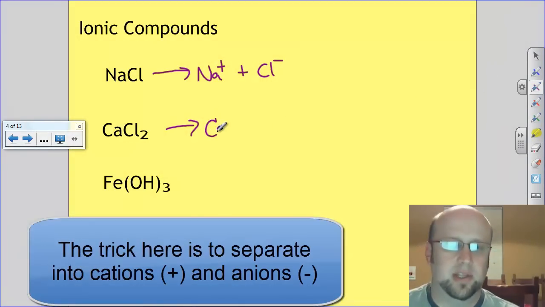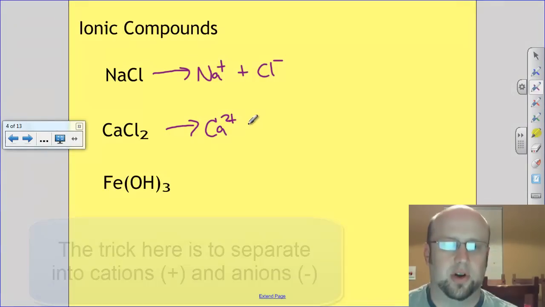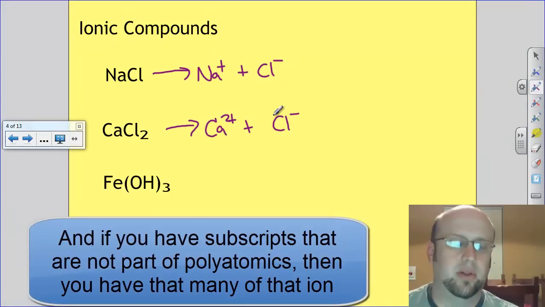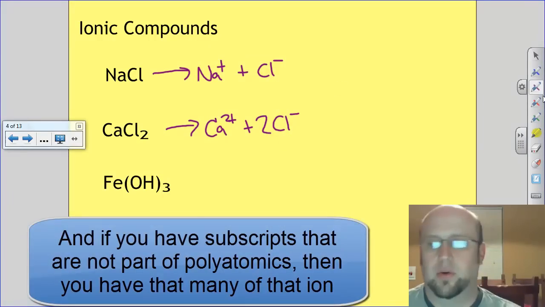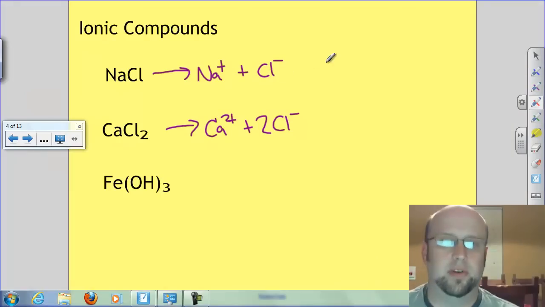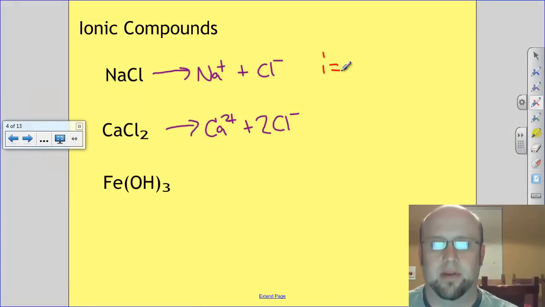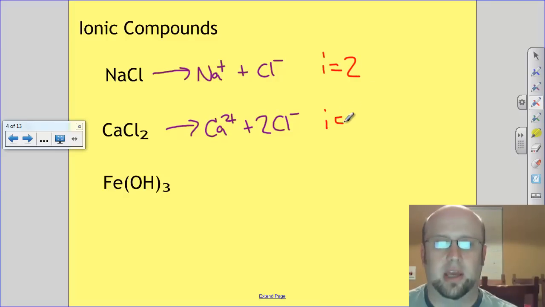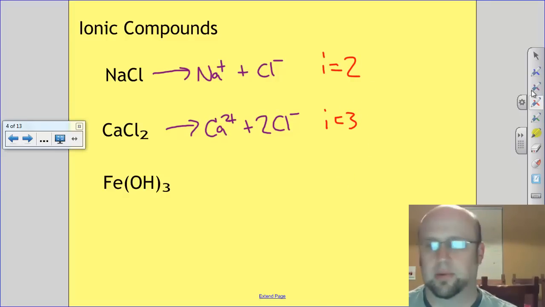It breaks up into calcium, which has a 2+ charge, and it breaks up into chloride again, right? But how many chlorines do I have? I have 2. Okay? So what does that mean for the particles? Well, up here for sodium chloride, that means my i, my van 't Hoff factor, equals 2 for sodium chloride, and my i equals 3 for calcium chloride.